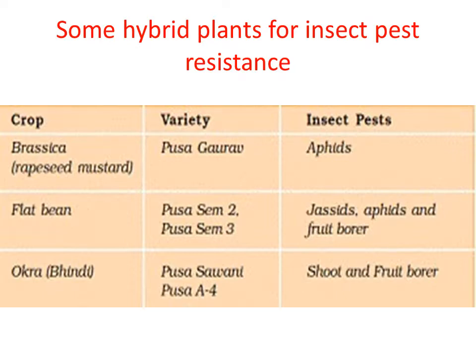Right, children? So these are some improved varieties of plants. They are actually raised by the plant breeding technique. Clear? By hybridization and selection, these varieties were raised, and now these crops are used in the farmland in order to get good yield. Right?